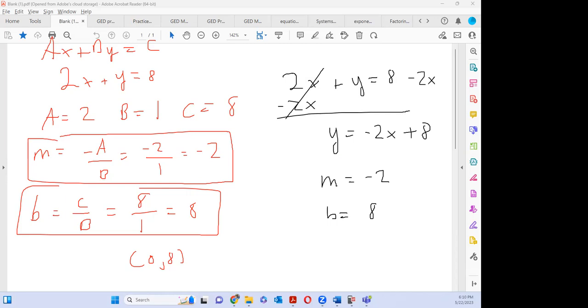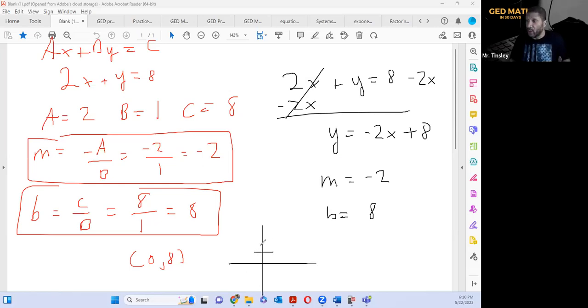Where did you get the 0 from? That's why I'm confused. There is no 0. What do you mean, when you're doing the y-intercept? It's not the x and the y. It's the y-intercept. What does the y-intercept mean? It's where it crosses the y-axis, right? So if my graph is crossing the y-axis at +8, what's my x?